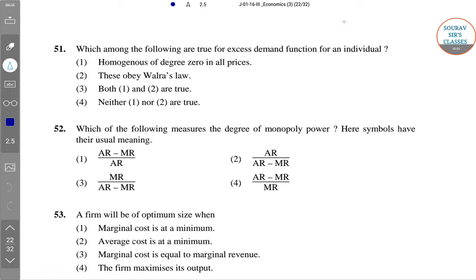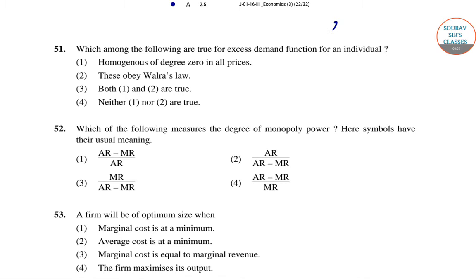So we are solving the revision of the UGC NET 2016 July paper. We are doing paper number 3. In today's video we'll start with question number 51 and finish off until question number 75. Which among the following are true for the excess demand function of an individual: homogeneous of degree 0 in all prices, and obey Walrasian law? So both of them, 1 and 2, are right.